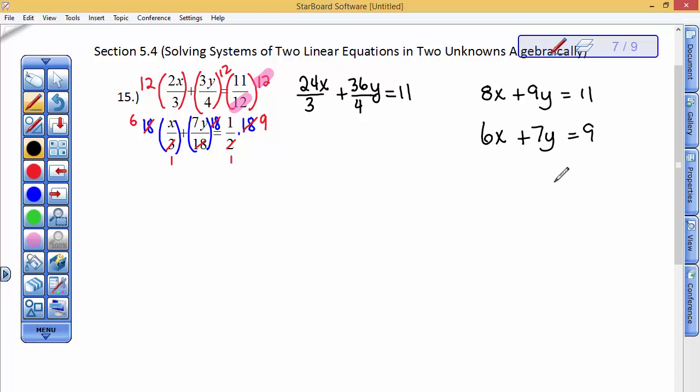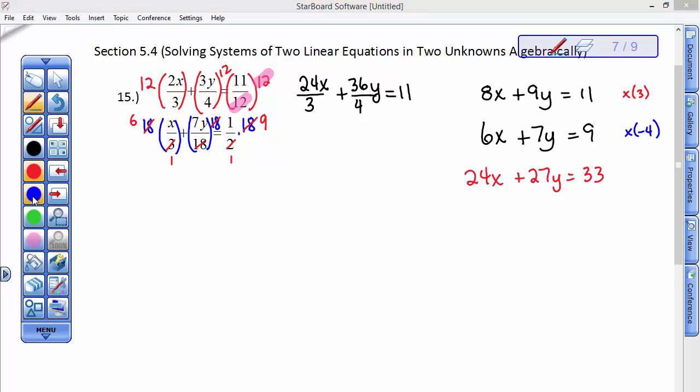And I think what I'm going to do is, you could just go for a 48 here, but 24 is the easier number. So if you'd multiply this equation by 3, and then maybe this equation by 4, but I'm going to multiply it by a negative 4, so that will become a negative 24. This will be the positive 24. So 8 times 3 is 24x. 9 times 3 is 27y. 11 times 3 is 33.